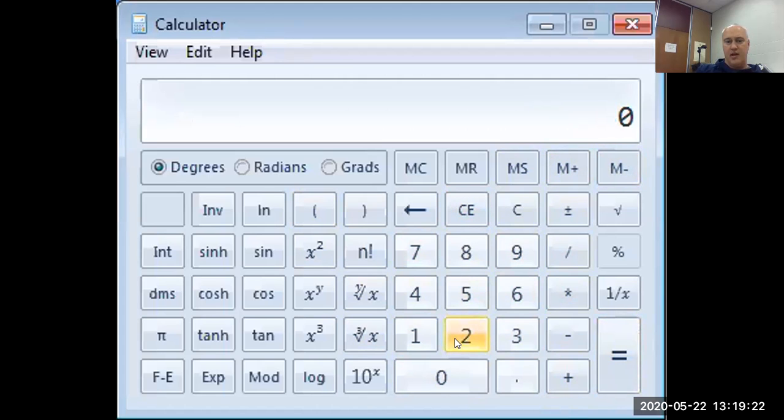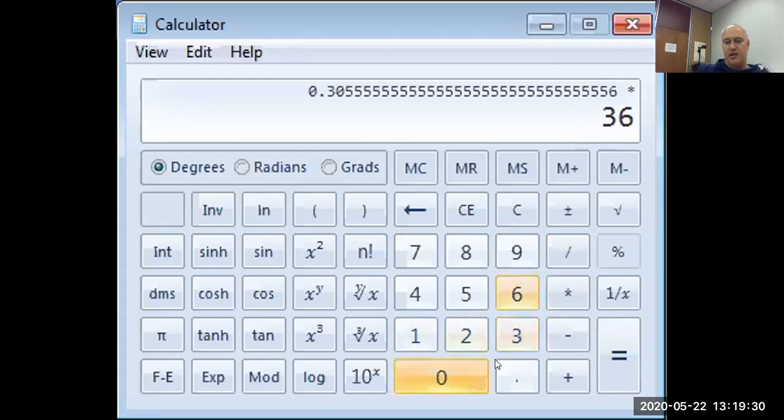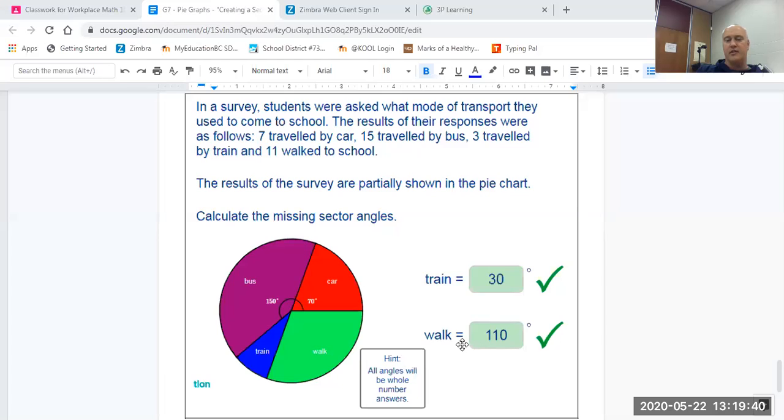Likewise, we're going to take the 11 that walked, divide it by the total of 36, and then multiply by 360 degrees to get the 110 degrees. And therefore, when we come back in here, that is why we are going to see these are the correct answers of 30 degrees and 110 degrees. So hopefully that all makes sense to you.